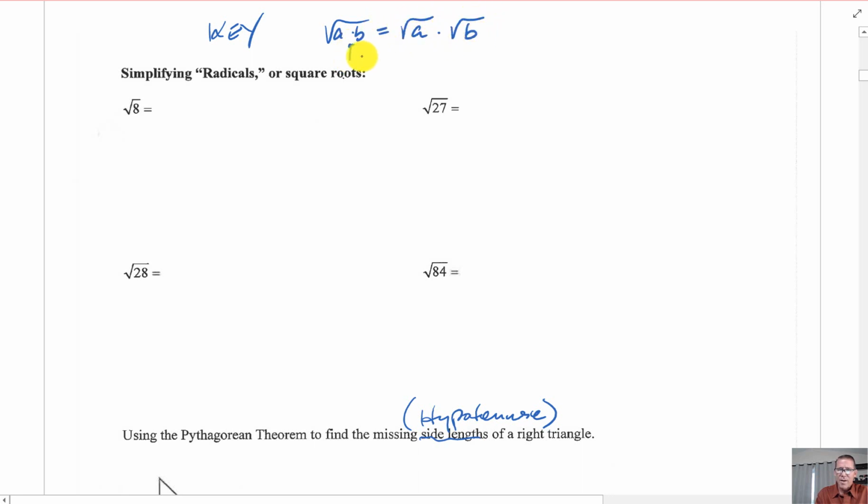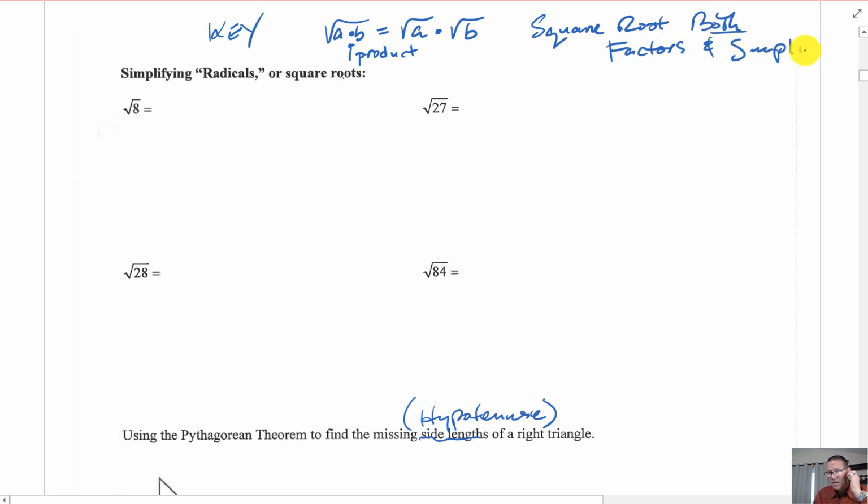So notice that we have a product here. The square root of a times b, not a plus b, is the square root of the first factor times the square root of the second factor. So you just have to square root both factors. Square root both, underline that word, factors. And simplify the results. That's the key. That's how you handle it. This is a property in Algebra 1.